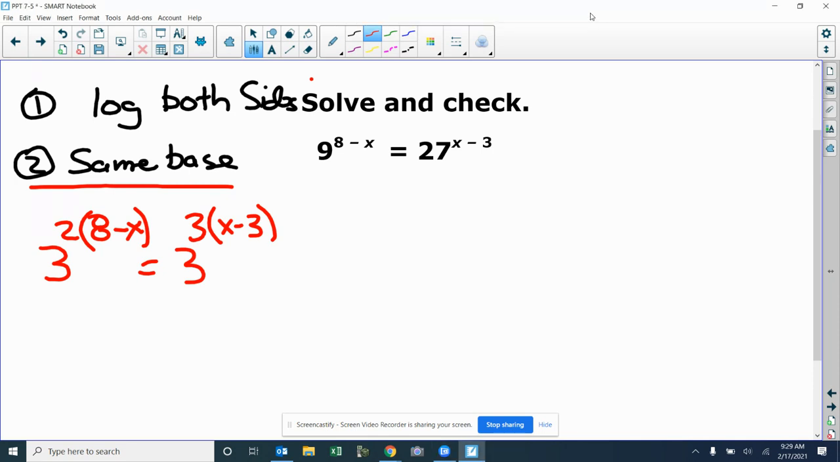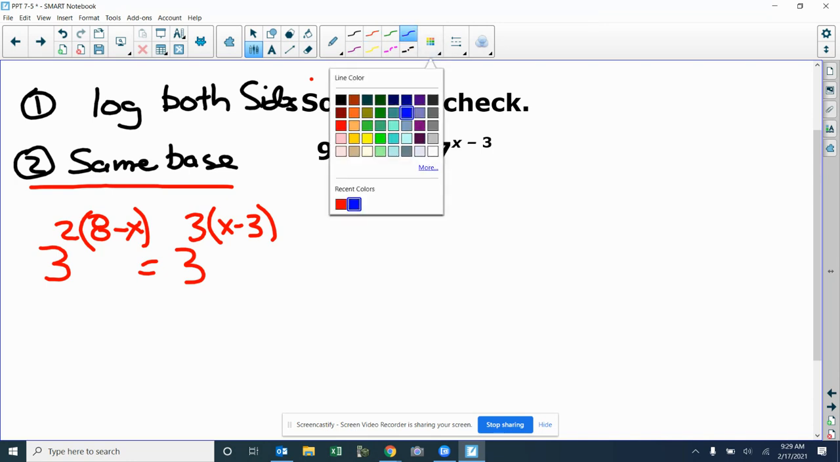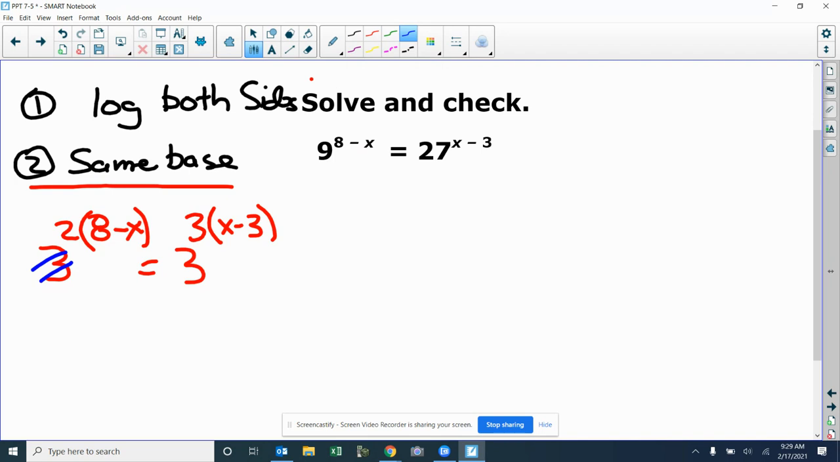Now, here's the cool part about same base. Once we get the same base, guess what we can do with it? We can drop it. The equals just slides there. I'll distribute: 16 minus 2x equals 3x minus 9. So if I get the same base, I can basically drop them.